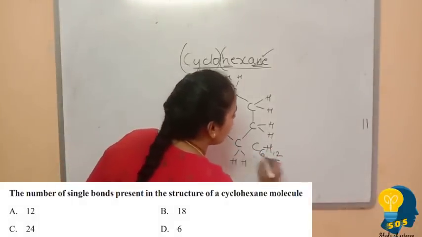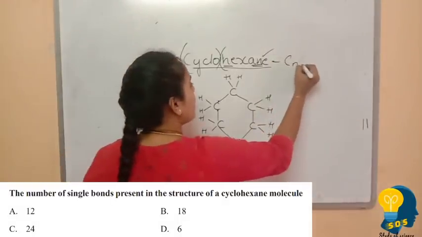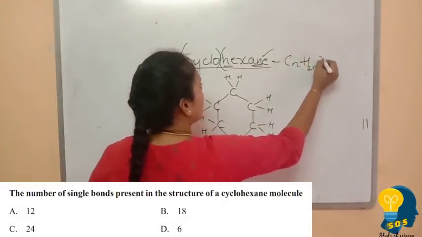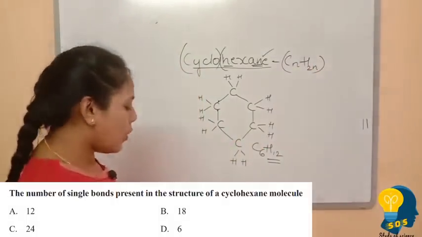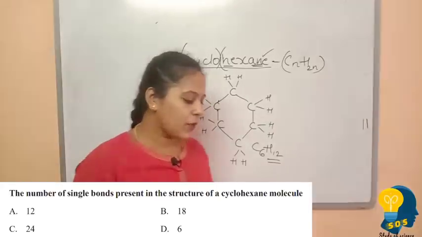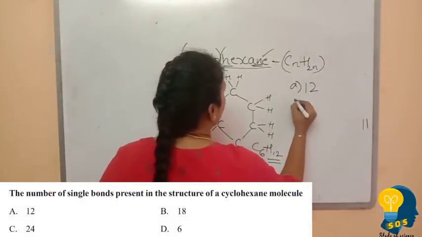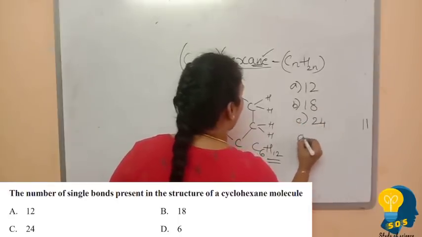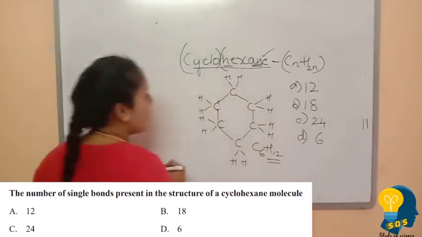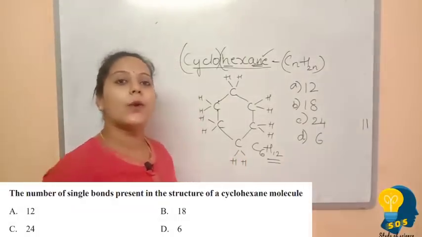Okay, cyclohexane's molecular formula is C6H12 and its general formula is CnH2n. The options given are: option A, 12; option B, 18; option C, 24; and option D, 6. You have to find out the number of single bonds present in the cyclohexane molecule.